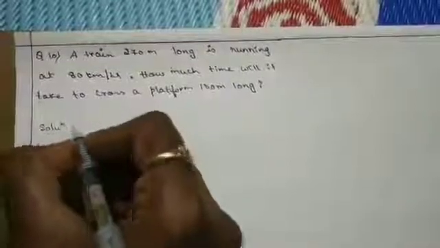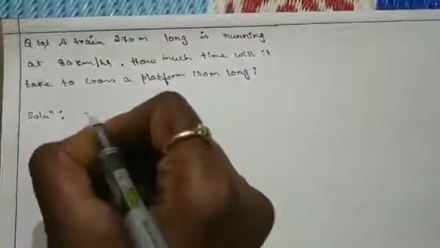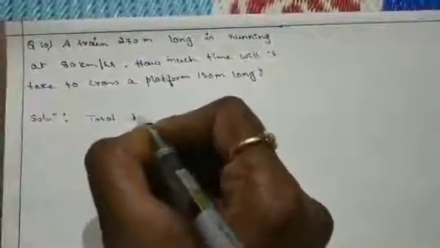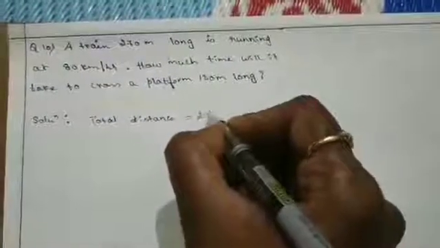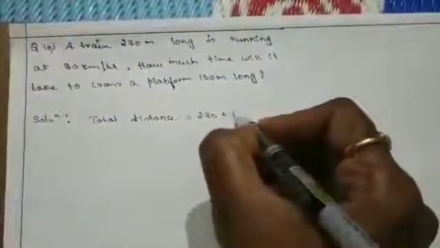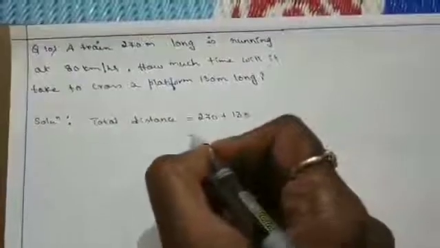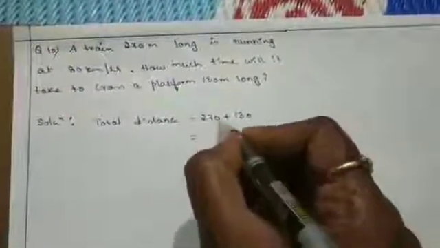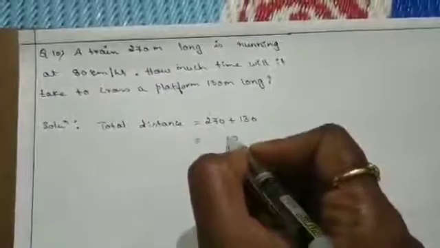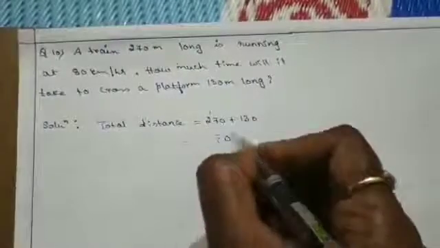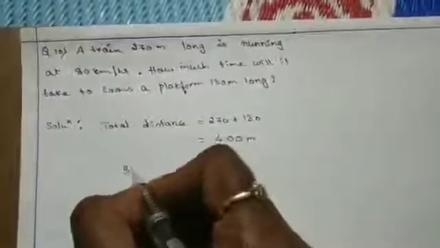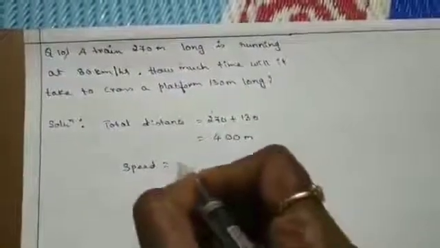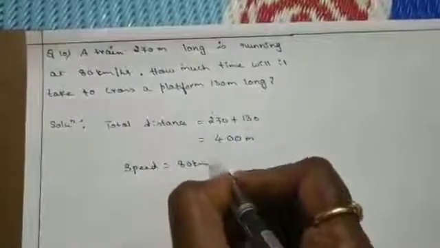Okay. Solution. Total distance equal to 270 plus 130. So 0, 7 plus 3 equal to 10. Then 2, 3, 4. So 400 meter. And the speed is given. Speed equal to 80 kilometer per hour.